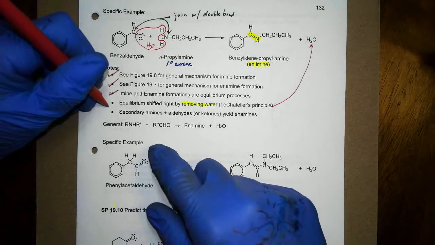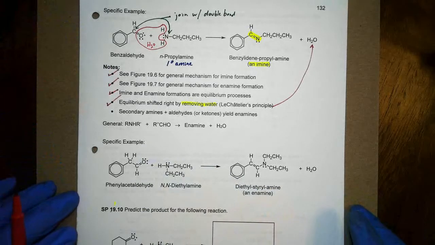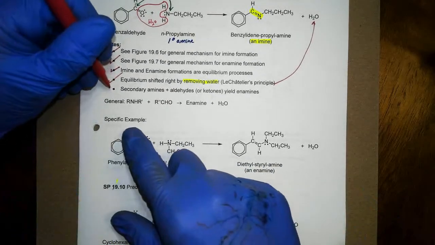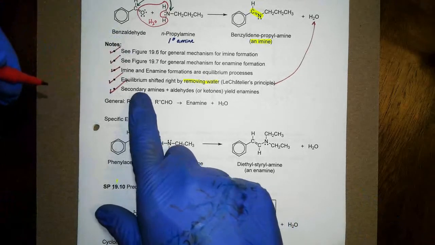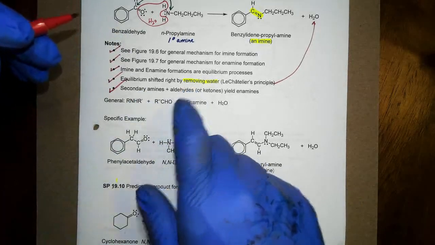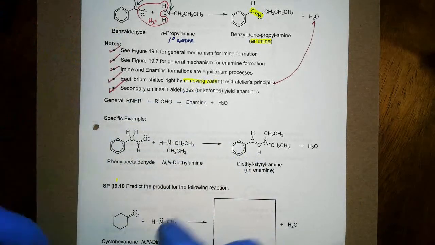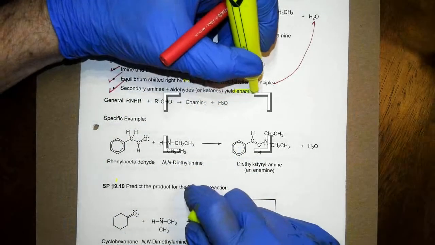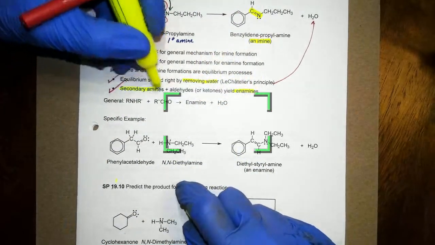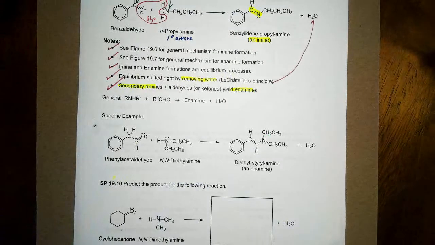Now let's shift to enamines. To get an enamine, it's a little bit different. We're going to have secondary amines. You can have an aldehyde or a ketone again, and those are going to give us enamines. So keep that in mind: secondary amines plus aldehydes or ketones give us enamines.